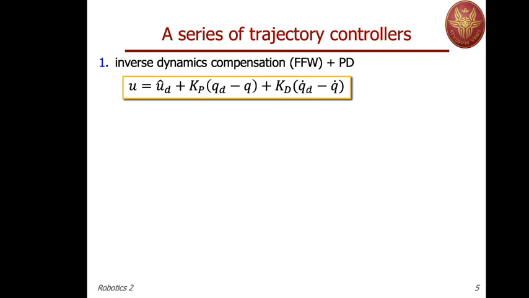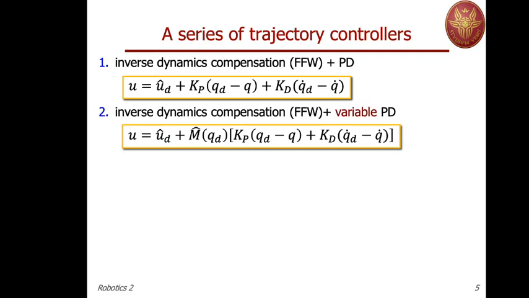So the control will be the inverse dynamic term, u hat d, plus Kp and Kd multiplying the position and the velocity error respectively. And typically we choose here positive definite symmetric matrices. There's no special need of not using diagonal matrices, which would simplify the task, and would lead, at least for the feedback part, the one that measures the current q and q dot, to a decentralized type of scheme.